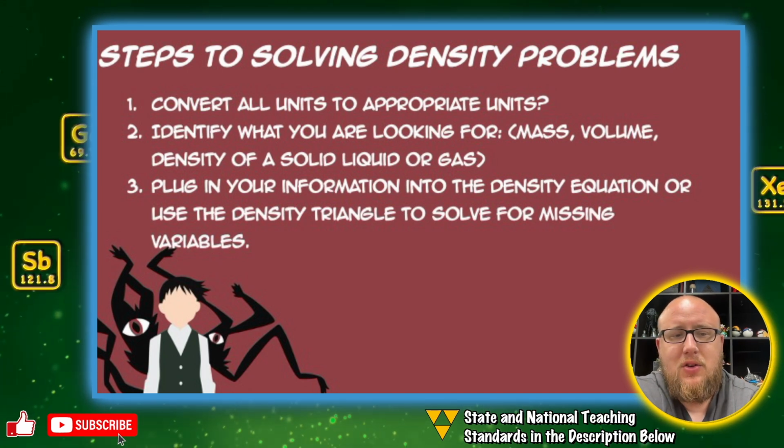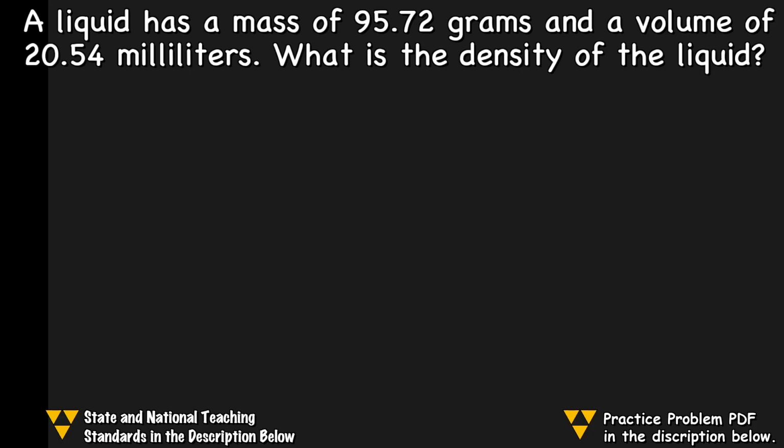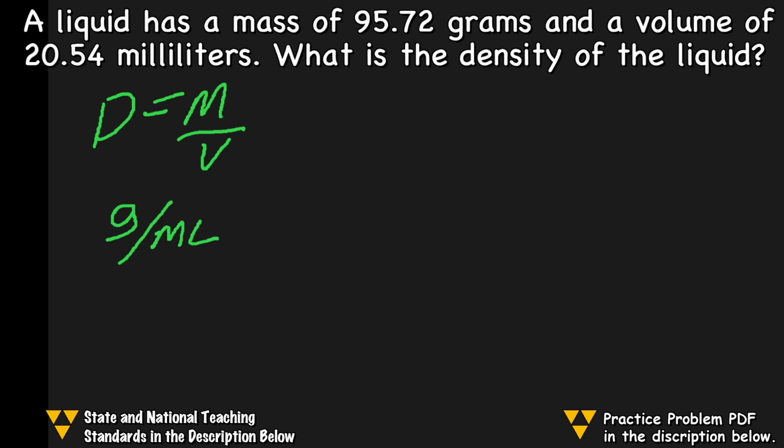Okay, so let's work a practice problem. A liquid has a mass of 95.72 grams and a volume of 20.54 milliliters. What is the density of that liquid? Okay, the first thing we need to do is get our density formula. So density equals mass divided by volume. From there we understand that we're dealing with a liquid, so we need it to be in grams per milliliter. And we go look at our formula and our problem.